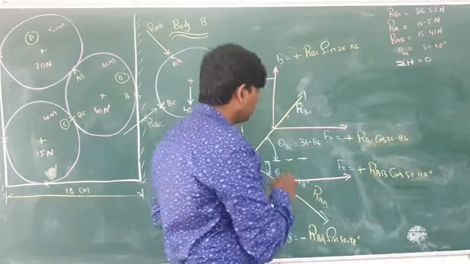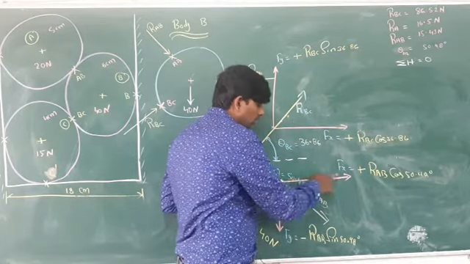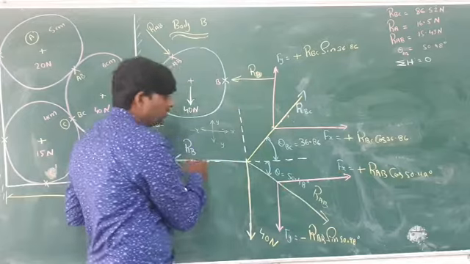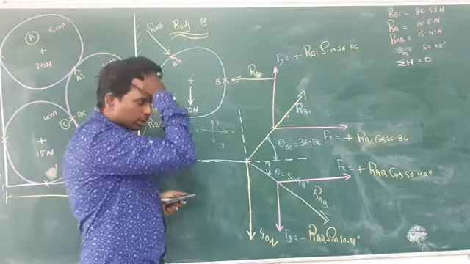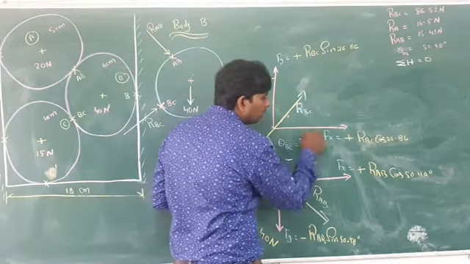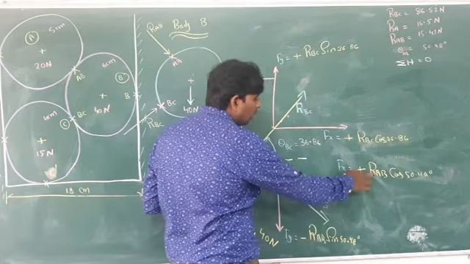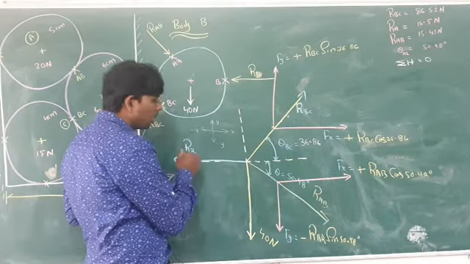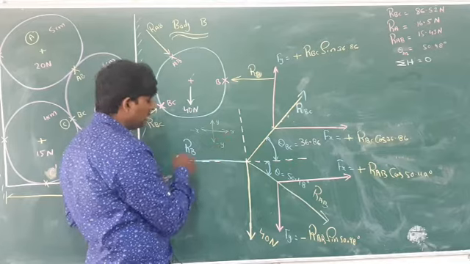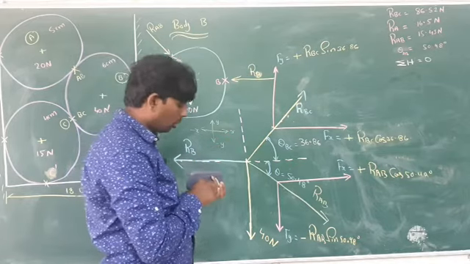How many horizontal forces are there? This is 1, this is 2, and here is 3. Only 3 horizontal forces are there. As you can see here, this is RBC, this one is RAB, and this one is RB. RBC, RAB and RB are there. So sum of horizontal forces.